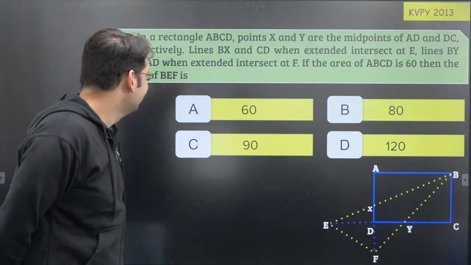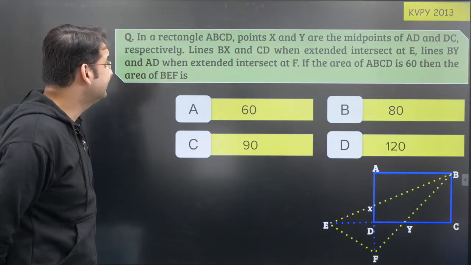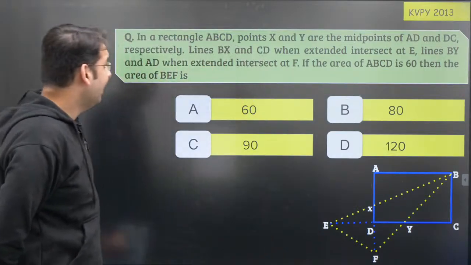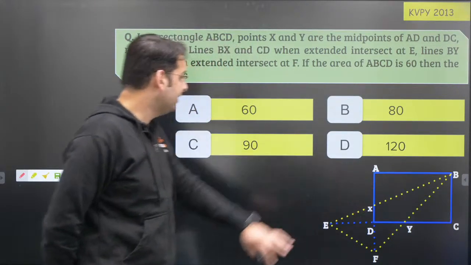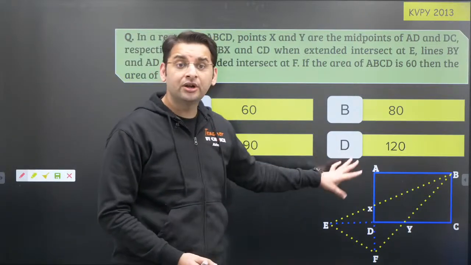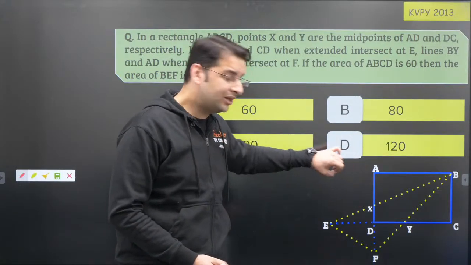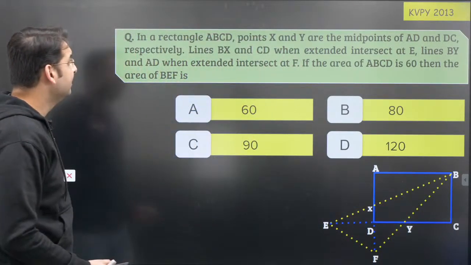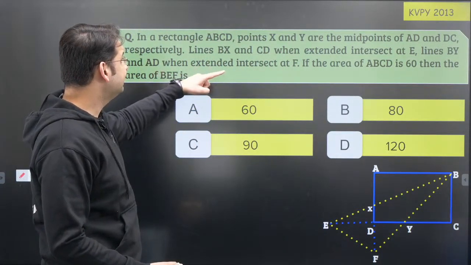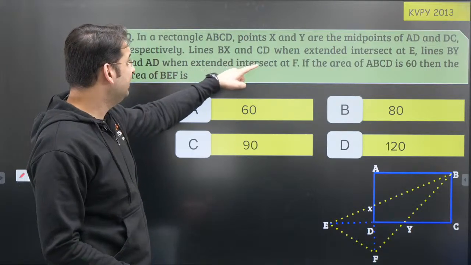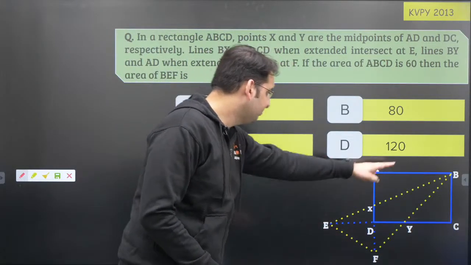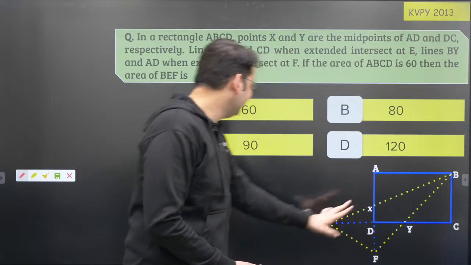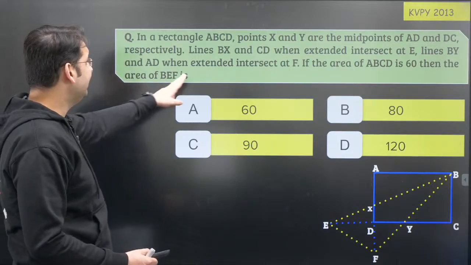Let's move ahead. In a rectangle ABCD, points X and Y are midpoints of AD. So it may not look like that, but X is the midpoint of AD and Y is the midpoint of CD. So if you draw the diagram on your notebooks carefully, a slightly better diagram will form, right? So X is the midpoint of AD and Y is the midpoint of CD. Okay. What else? Lines BX and CD when extended intersect at E. So BX and CD intersect at E, and AD and BY intersect at F. BY and AD intersect at F.